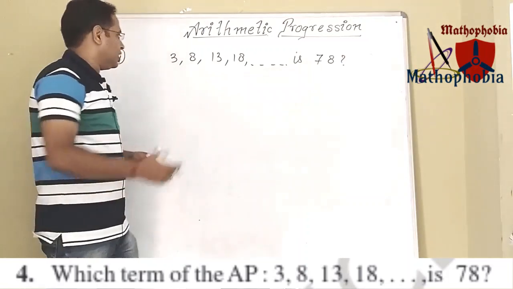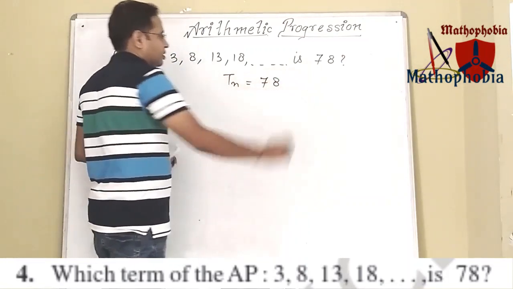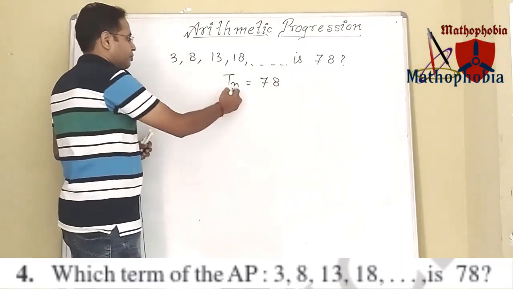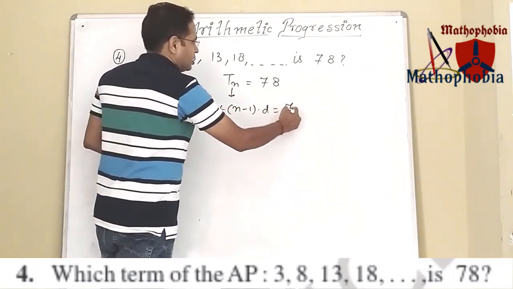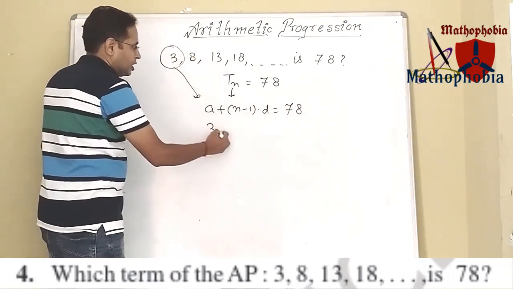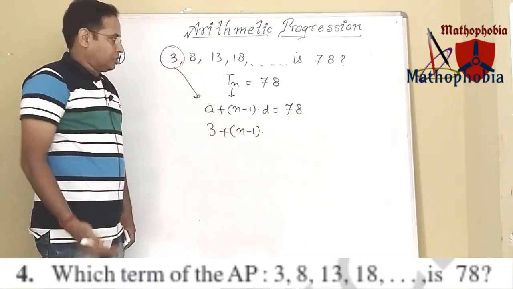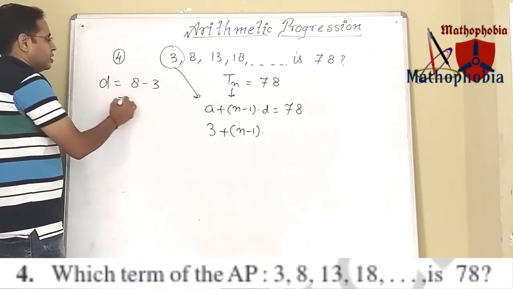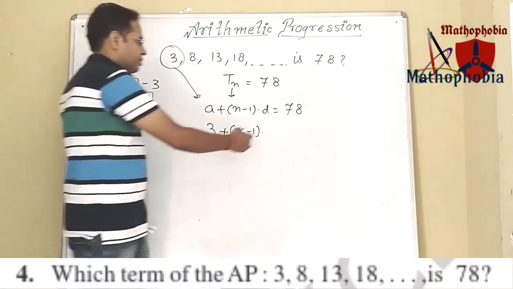So let us suppose that the nth term of this AP is 78, and we need to find out the value of n. So we'll apply the formula a plus n minus 1 into d equals 78. The value of a is 3. We'll put here 3 plus n minus 1, and the value of d: subtract any two consecutive terms. That is 8 minus 3 equals 5. Therefore the value of d is 5.